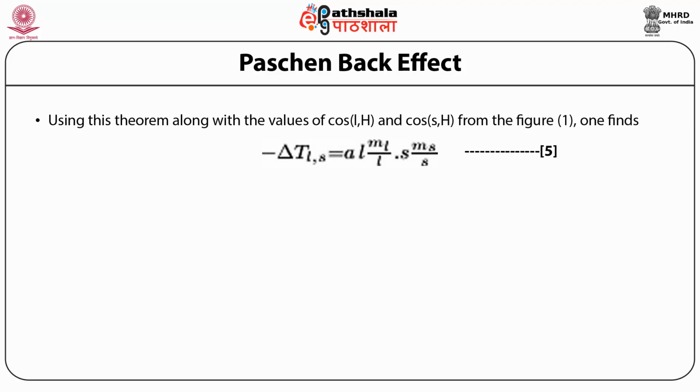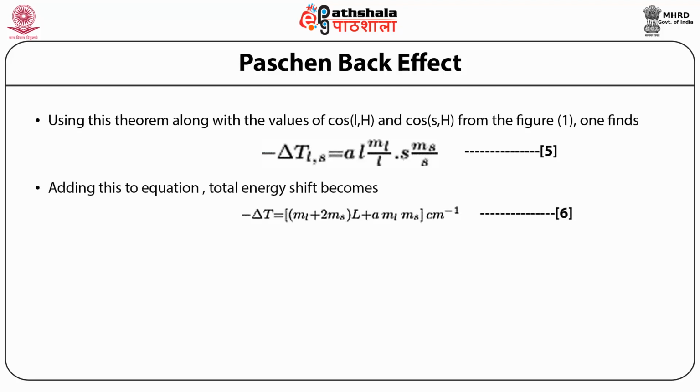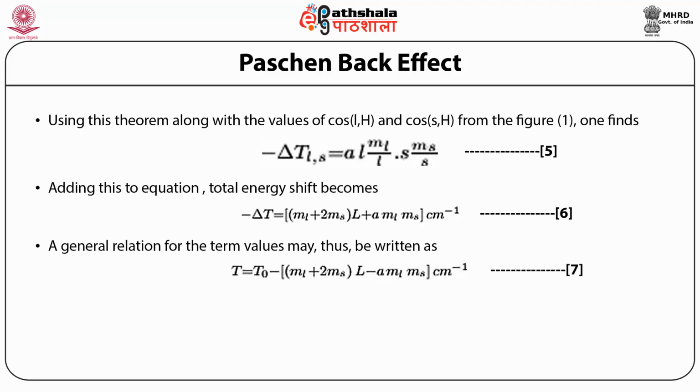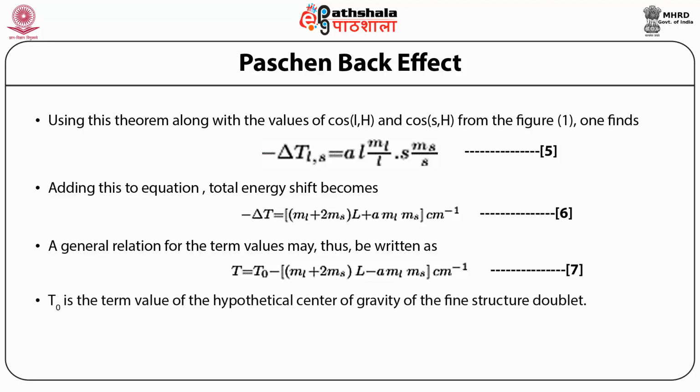ΔT_LS = A L (m_l/L)(m_s/S), and adding this to the total energy shift equation, −ΔT = (m_l + 2m_s)L + A m_l m_s. A general relation for the term values is written as T = T_0 − (m_l + 2m_s)L − A m_l m_s. T_0 is the term value of the hypothetical center of gravity of the fine structure doublet.